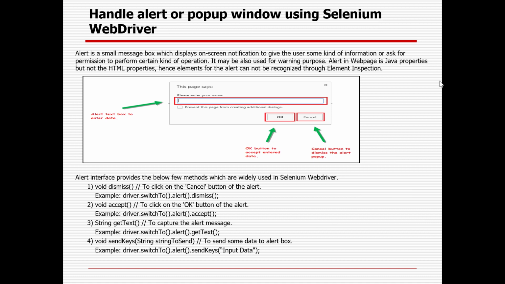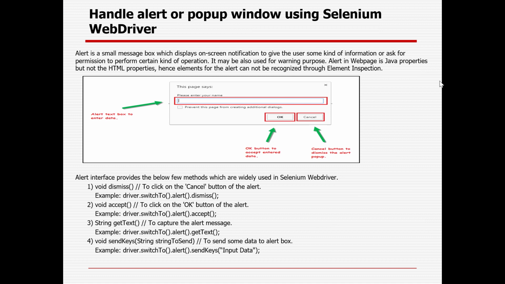The Alert interface provides a few important methods that are commonly used in Selenium WebDriver. In case you want to dismiss the alert, the generic type of alert that might come has a yes, no, or OK, cancel button. Either I can click on OK or yes, or I can click cancel.